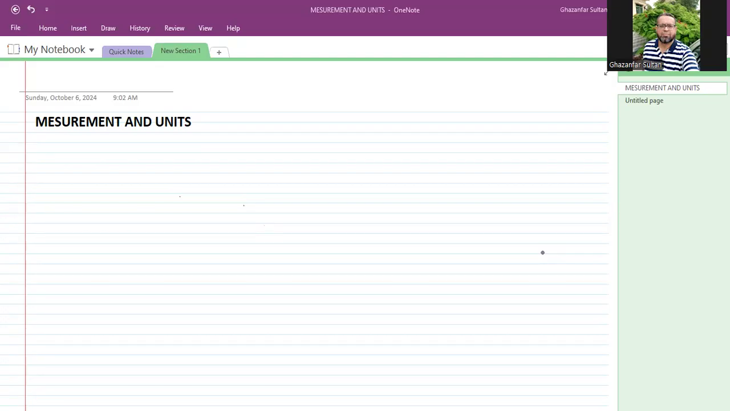What is a unit? Actually, a unit is nothing more than a standard. It is a standard that is described by certain agencies or organizations. The word unit has been derived from unus. What is unus? Unus is a Latin word which means uniform.